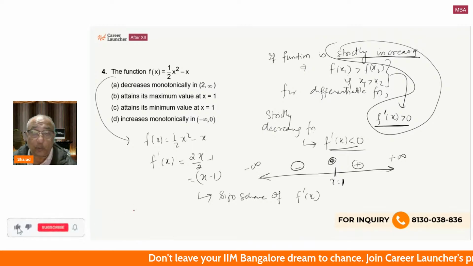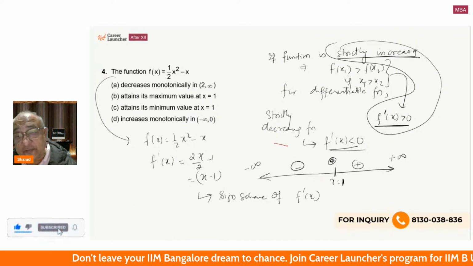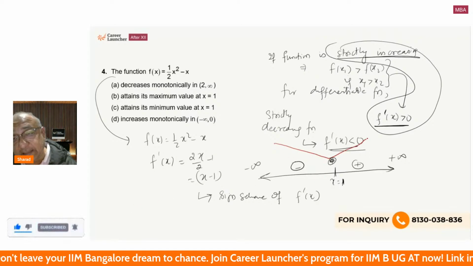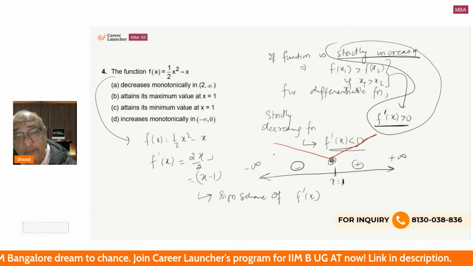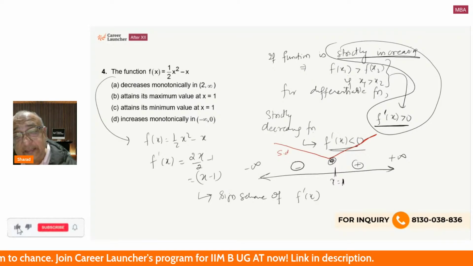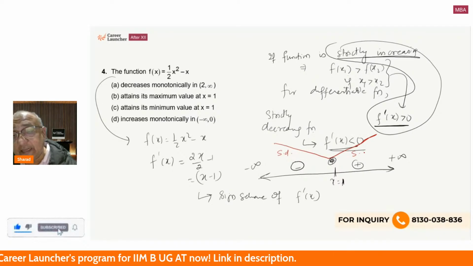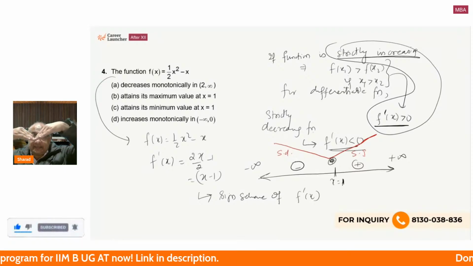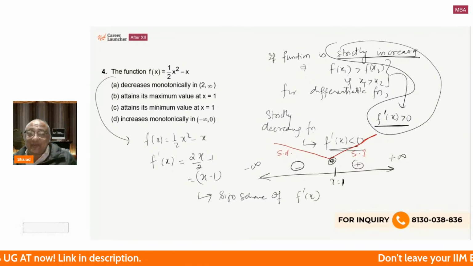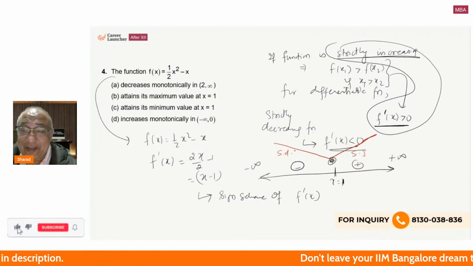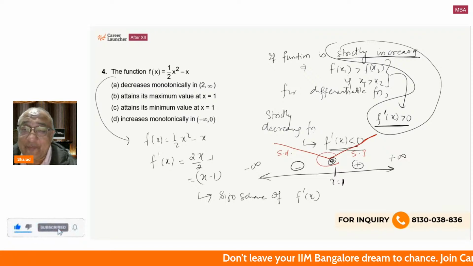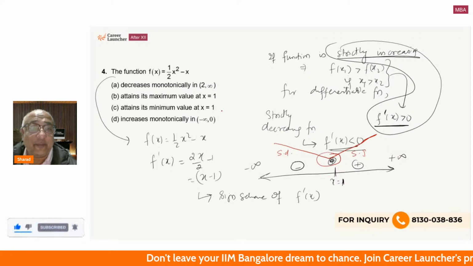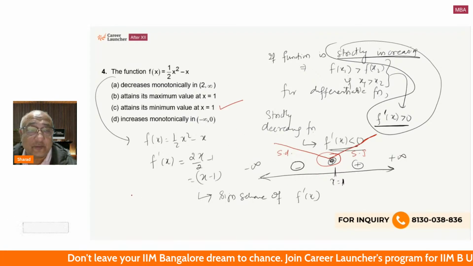If it is so, that means the curve is first decreasing and then increasing. It is just for illustration purposes. Here it is strictly decreasing and here it is strictly increasing. Like this, you know, it is like an underpass. So what will it have? It will have a local minima at x is equal to 1.